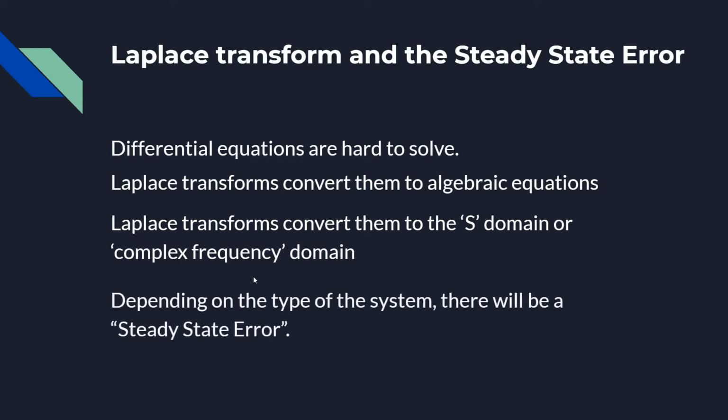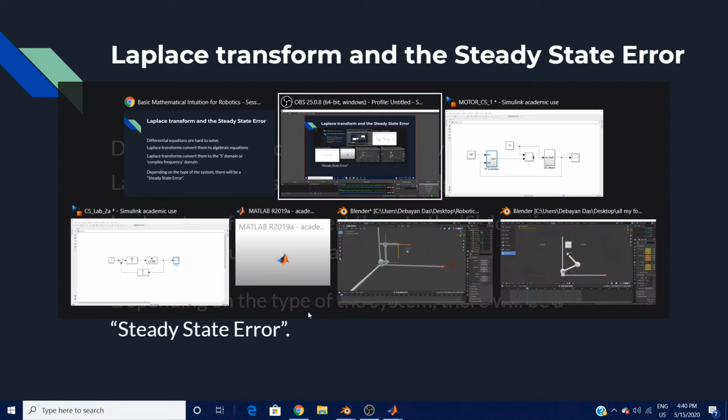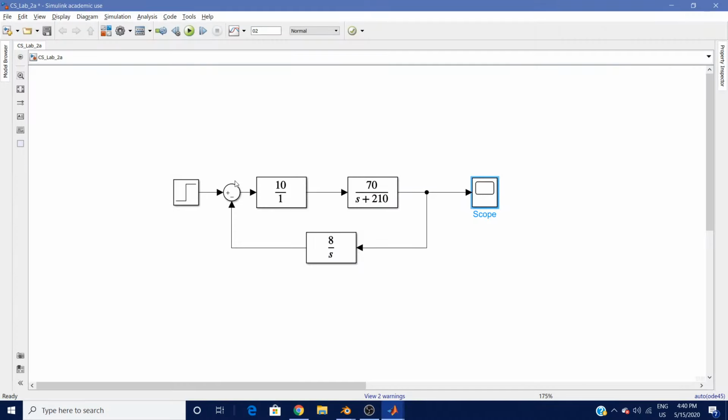Depending on this, we will get something called a steady state error depending on what the type of system is. We won't get into the type of the system in this particular session or in this course. We will talk about what type of system it is in the last session of the next course, which is practical mathematics.